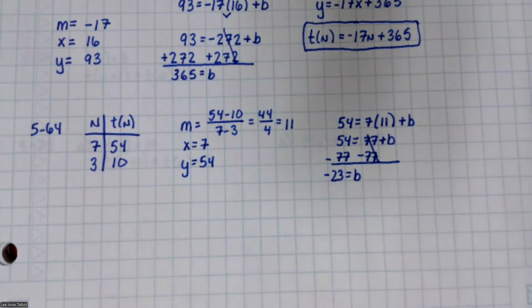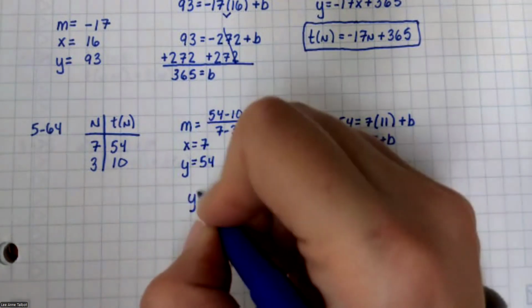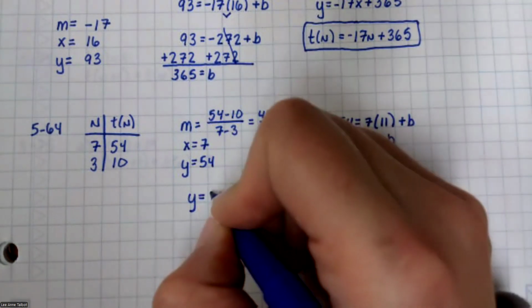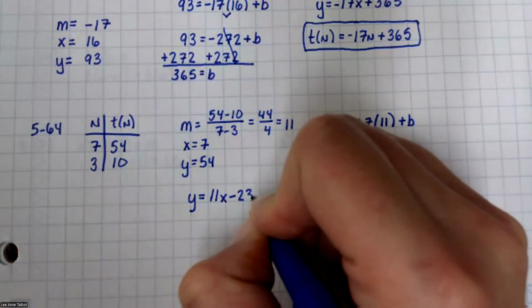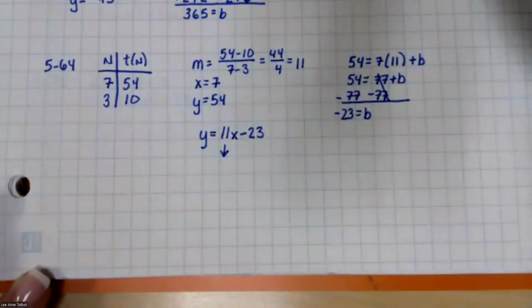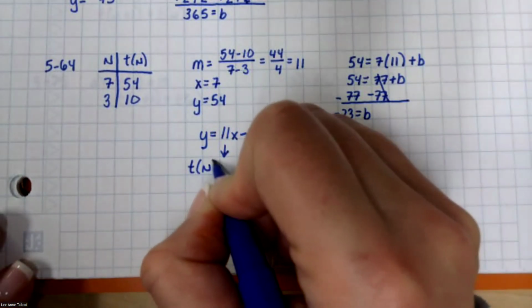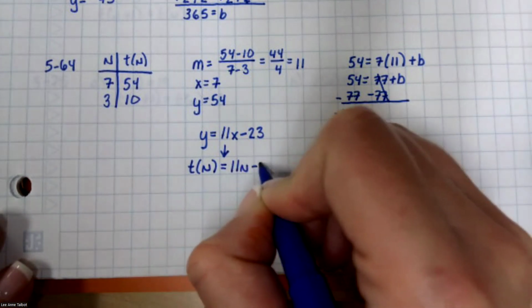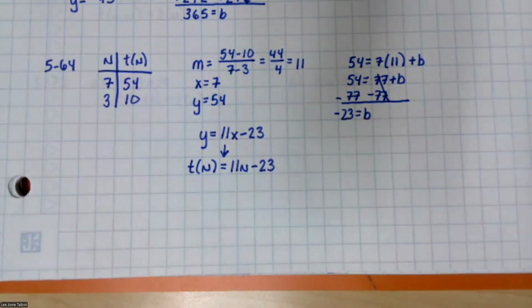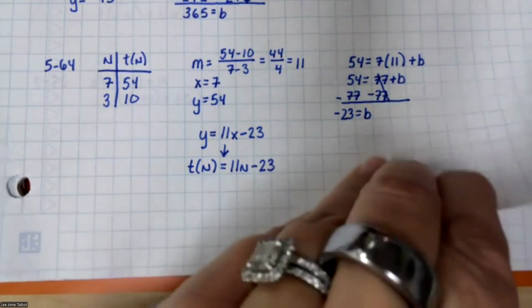Okay, so I got my slope is 11. My y-intercept is negative 23. And then final answer, t of n equals 11n minus 23. Okay, one more problem. 65, and that's it.